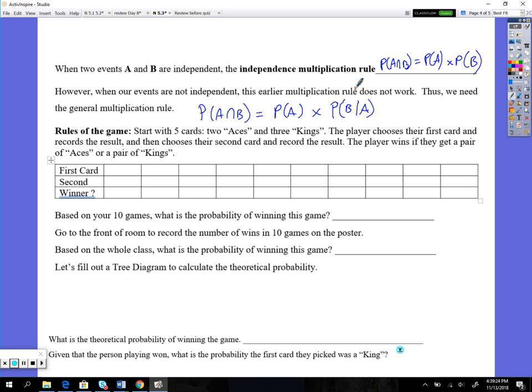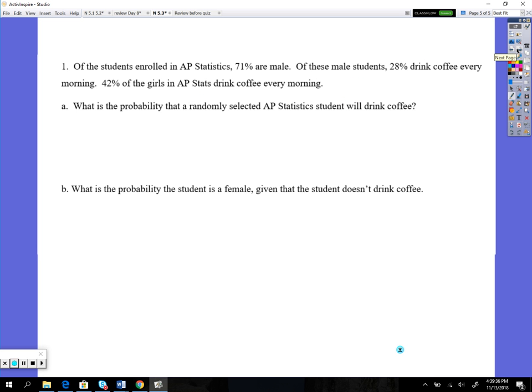Now, for this game part of the notes, if you're somebody who is absent, I'm not going to go through this on the video just because we need to physically play the game in order to do it, and so you're just going to miss out on this. No big deal. So instead, we're going to jump down to this problem, and we're going to talk about how we can use something called a tree diagram to solve these types of what are known as dependent probability questions.